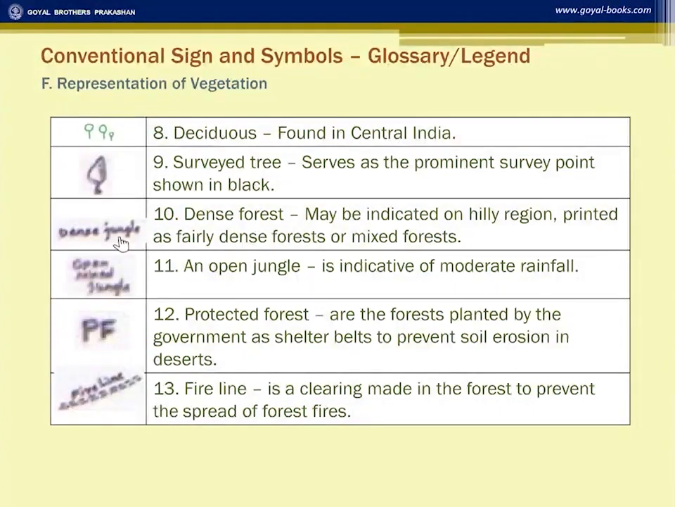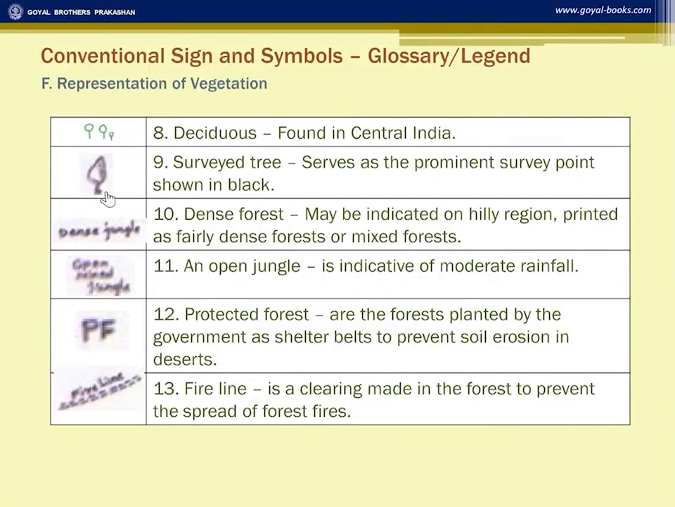If you are asked what type of jungle or forests are found in this area, you just have to reproduce what is written there. You don't have to say deciduous or coniferous or tropical evergreen. It has nothing to do with the forests you study in your textbook. It is just to identify what is written there.